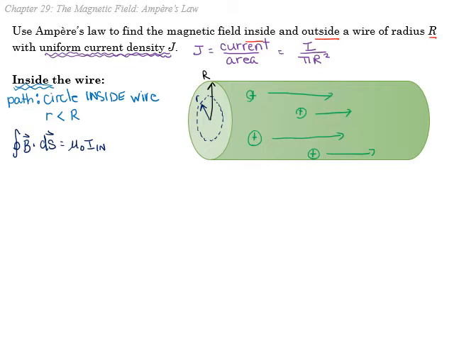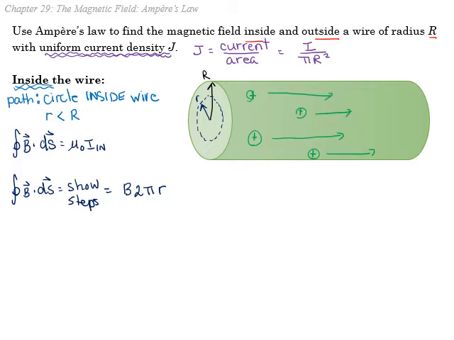Okay, so next, let's remember that the integral of B dot ds, we can show the steps. I won't go through them again because it's pretty boring for you guys to watch me do that, but if this were a test, you would be expected to show those steps. The integral of B dot ds with our circular geometry is the magnitude of B times 2 pi times r. Okay, so that's the left-hand side of our Ampere's equation.